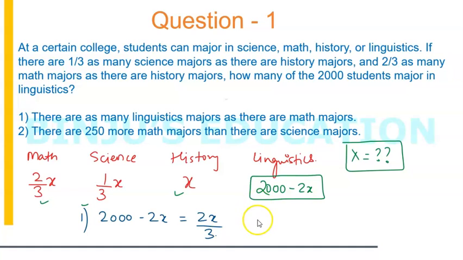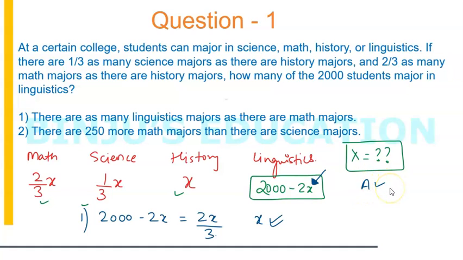Yes, we can do that. I do not know the value of x yet, but I know I can figure out x from here. Once I can calculate the value of x, I can plug that value in here and calculate the total number of students who took linguistics as their major. So statement 1 gives me the required answer, and A is my answer so far.